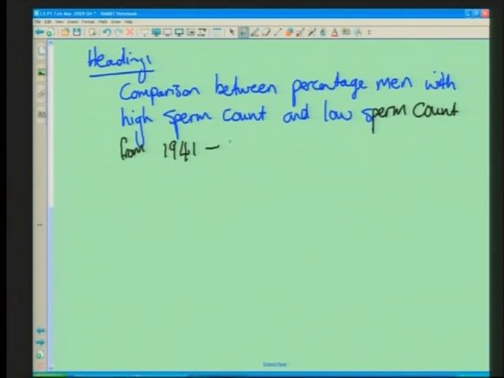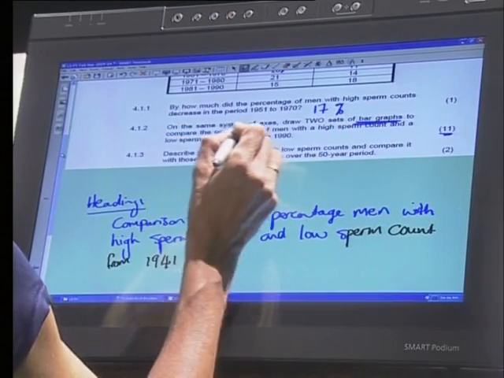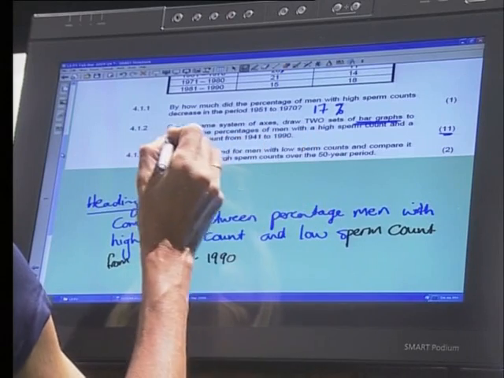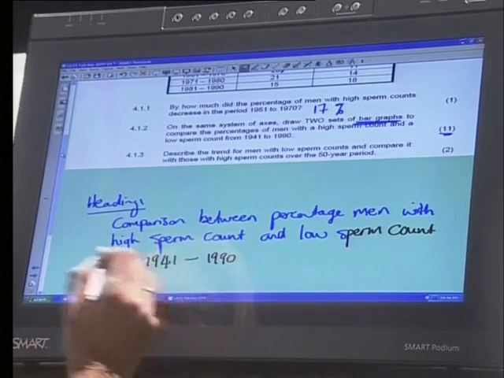1941 to 1990. That is exactly, if we go up, what the question asked. Compare the percentage of men with a high sperm count and a low sperm count from there. So all you're saying is, instead of compare, you're saying comparison between. And it's as simple as that.